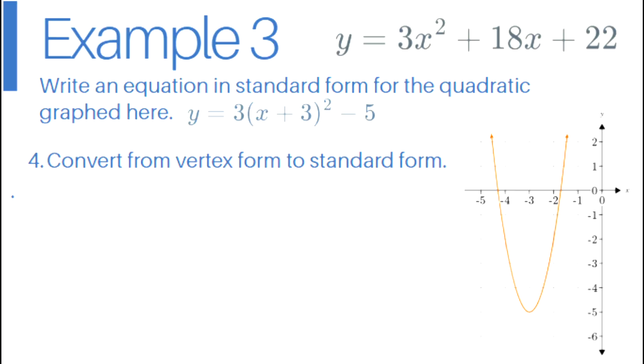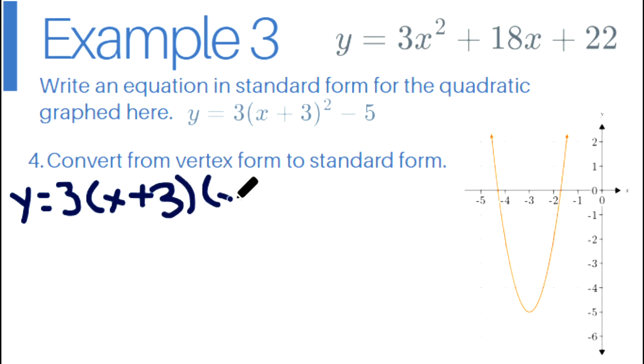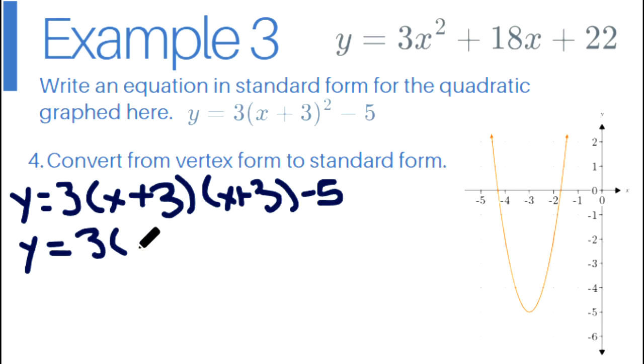Write an equation in standard form. Convert the vertex form to standard form. This should be our final answer. Let's make sure we can do it. So we have y equals 3 times, we're going to expand this, (x plus 3) times (x plus 3), minus 5. Okay, parentheses first because of order of operations. So x squared. We have 3x and 3x, so that's 6x. And 3 times 3 is 9. And we're going to subtract 5.